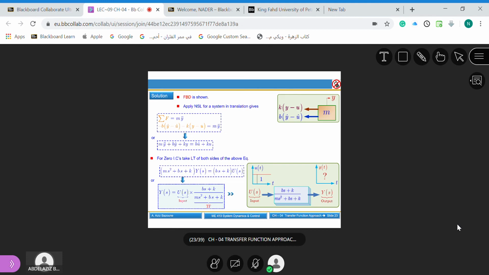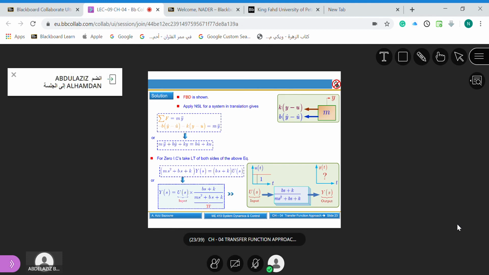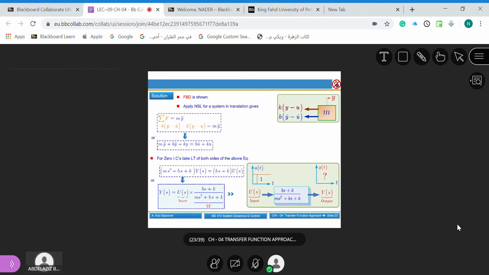This is the free body diagram, as you can see. So the sum of forces will be equal to m y double dot: minus b(y dot minus u dot) minus k(y minus u) is equal to m y double dot. Or we can write it in this standard form. In this standard form, Shabab, I want you to pay attention to the following. In this type of motion, we always have the output on the left-hand side, which is y, and the right-hand side contains the input, which is u. So the left-hand side contains the output, the right-hand side contains the input.